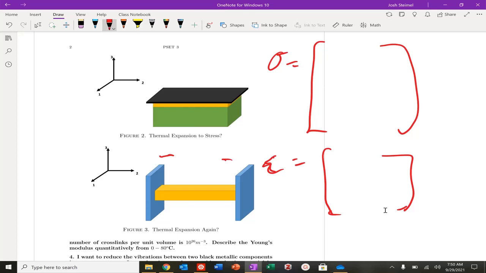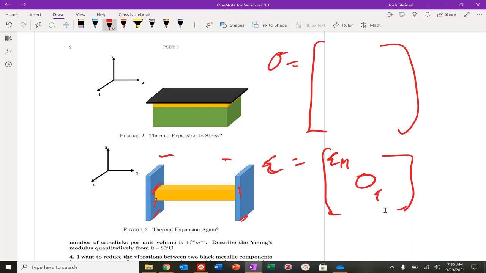So we are bonded here at this surface. So the material is going to want to contract, but these are rigid walls that are stuck here, so they're not going to move. So in the 2-2 direction, there's going to be 0 strain. In the 1-1 direction, I'm actually free to contract.